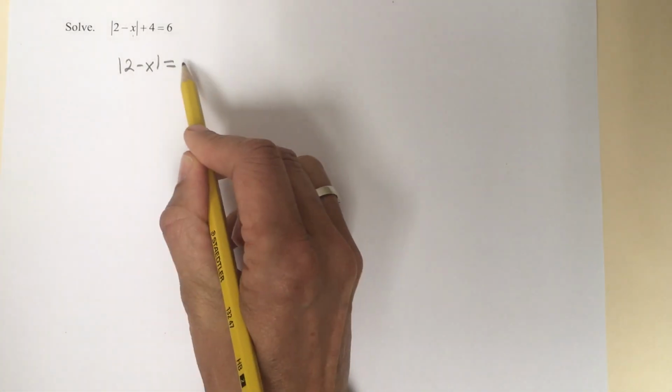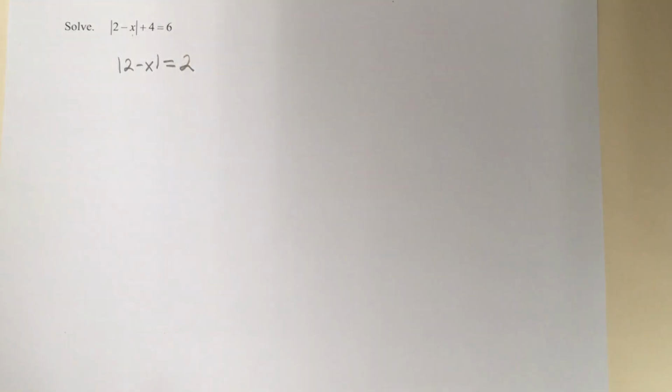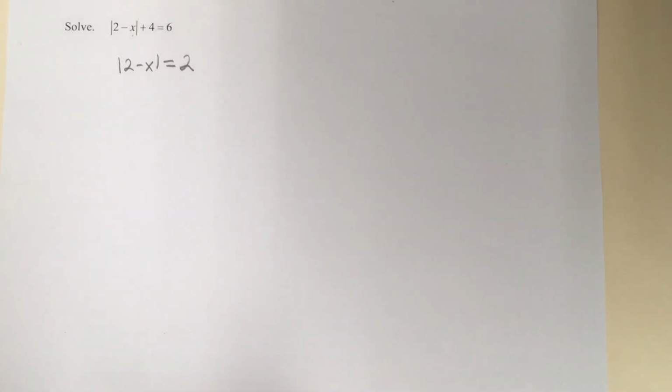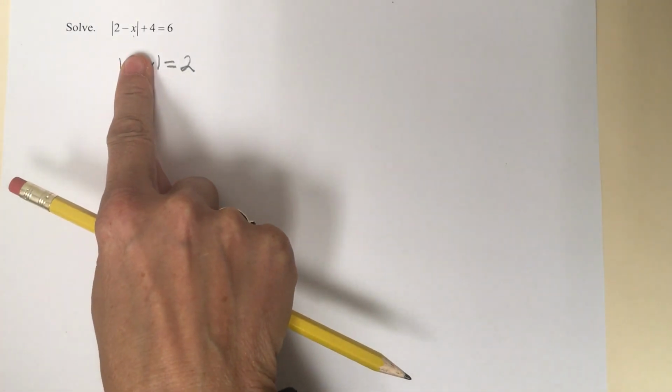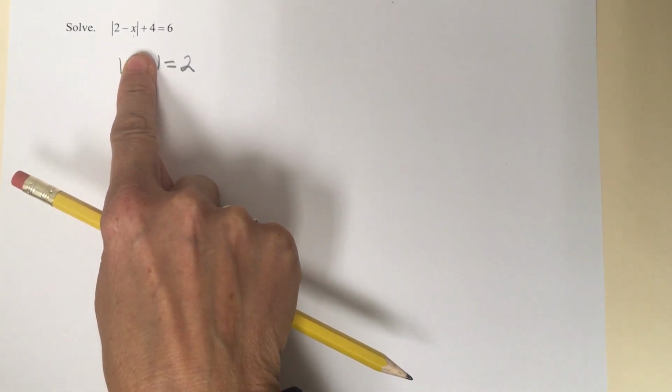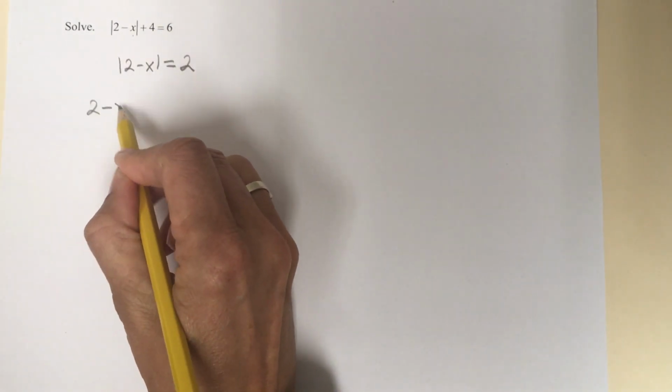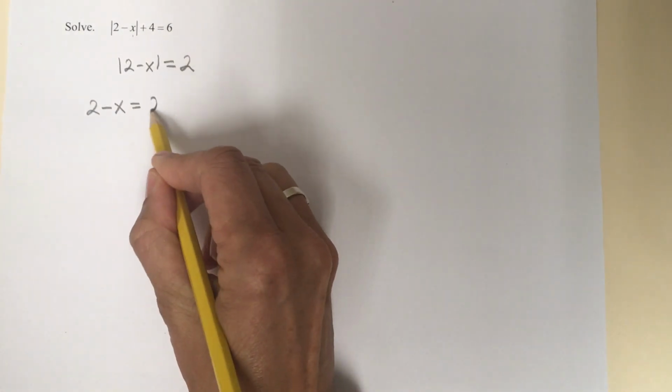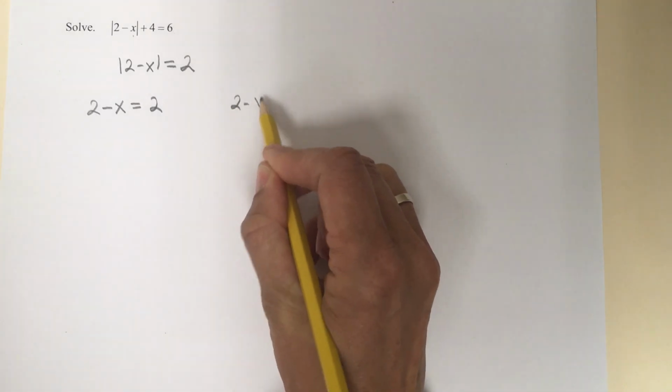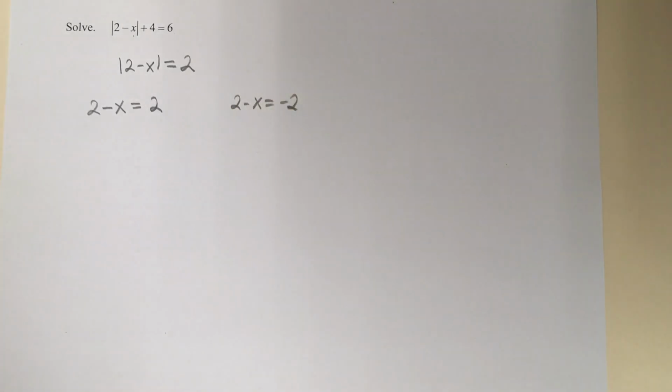So we'll get the absolute value of 2 minus x equals 2 on the other side when we take 6 minus 4. Okay, now what we're after are quantities that when we take their absolute value, the answer is 2. There are two numbers where that happens, 2 and negative 2. So whatever's inside my absolute value, which in this case is 2 minus x, has to either equal 2 or it has to equal negative 2.